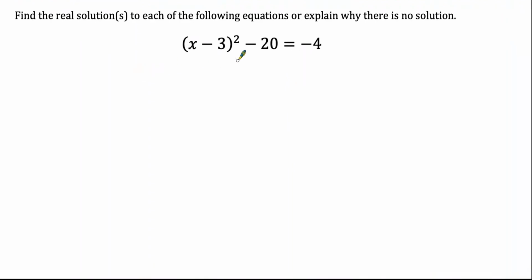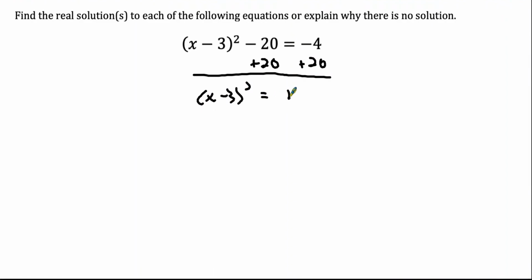On the next one, I want to get what is being squared by itself first. So I need to add my 20 over to the other side first. So I will end up with x minus 3 squared equals 16. Now that I have this thing that is being squared by itself, I can take the square root of both sides of my equation. So on the left side, the square and the square root cancel out. And on the right side, I get both positive and negative 4.